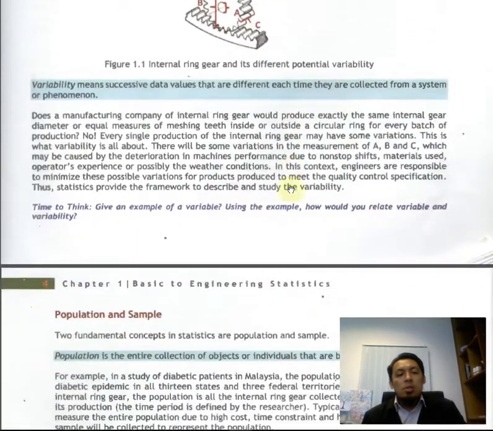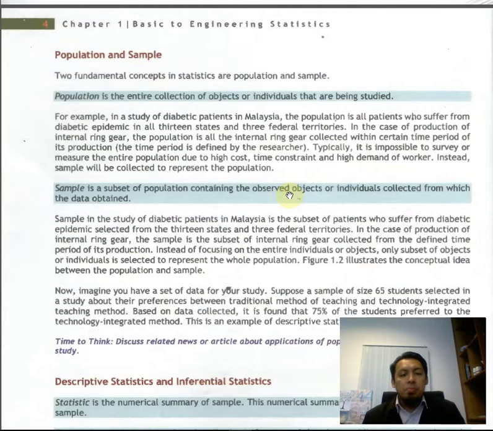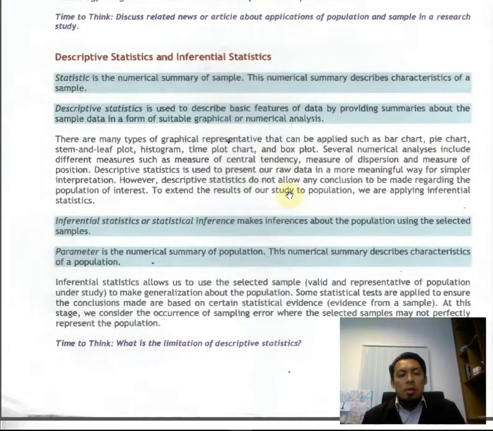Okay, so that is descriptive statistics. You have graphical and numerical analysis. So you can describe it graphically, and you can also describe it numerically, right? That is what we're going to learn at the end of this topic later.